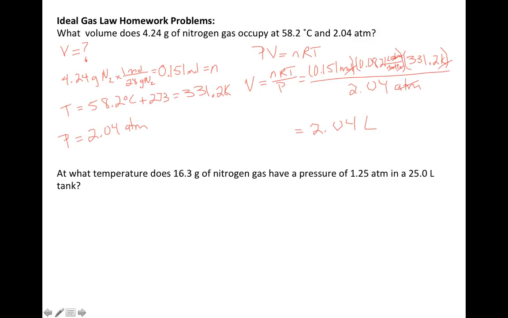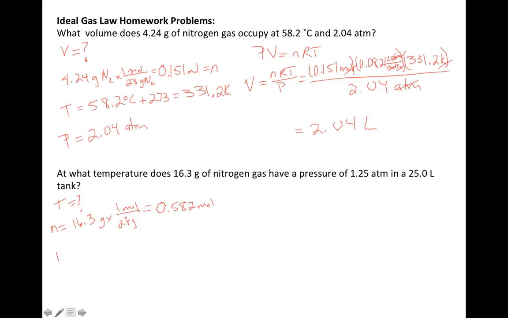All right, let's do the next one. This time we have at what temperature. So T is our unknown. Does 16.3 grams of nitrogen. So that means we're going to have to do a little calculating for n. 16.3 grams times the 28 grams over 1 mole. And when we do that math, that ends up being 0.582 moles of the N2 gas.